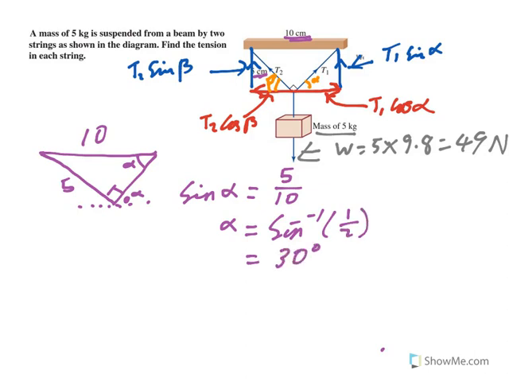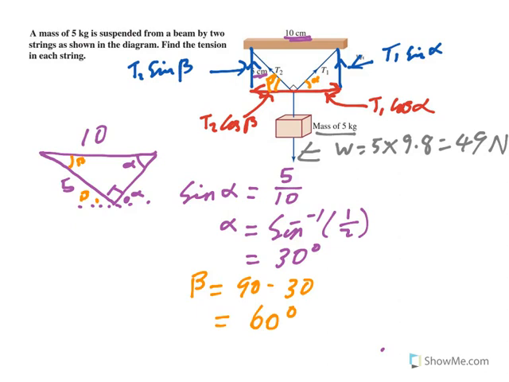Now if that was our alpha, and this angle there is beta, so that makes that beta, and so beta is equal to 90 minus 30, because it's a right angle triangle. 90 minus 30 is 60 degrees. Alright, so now we can look at our horizontal and our vertical stuff.